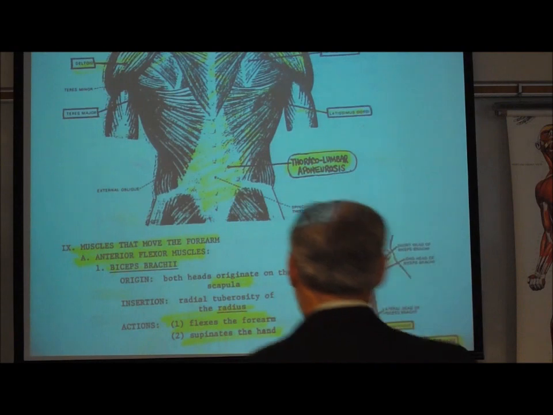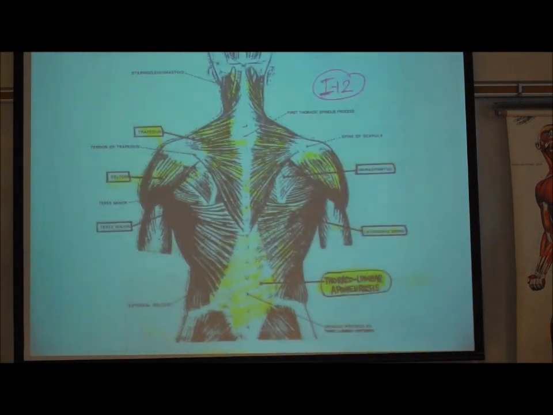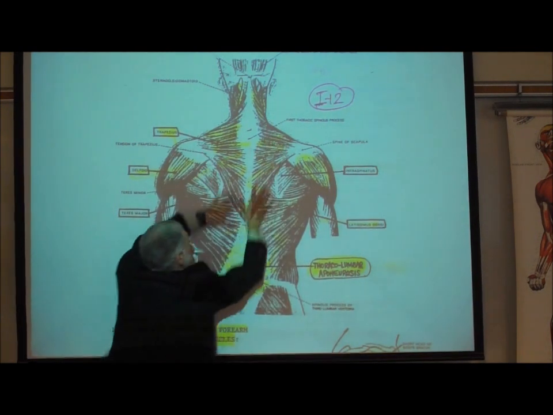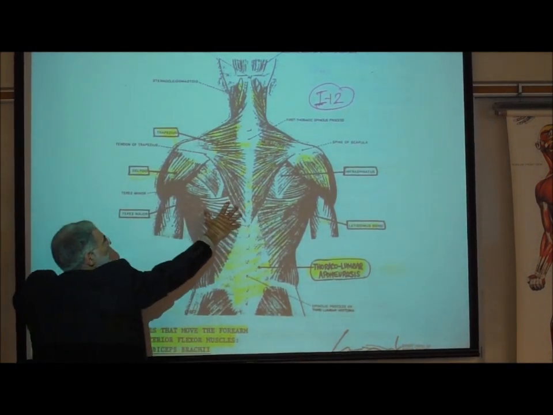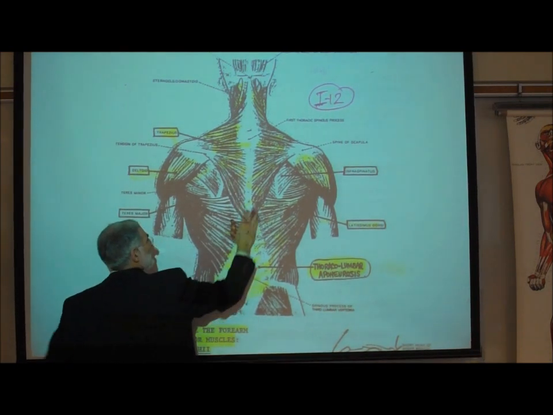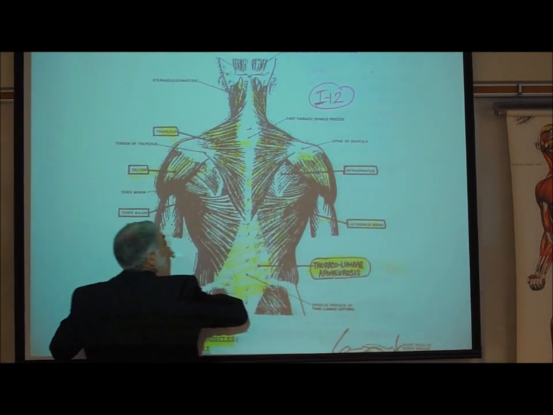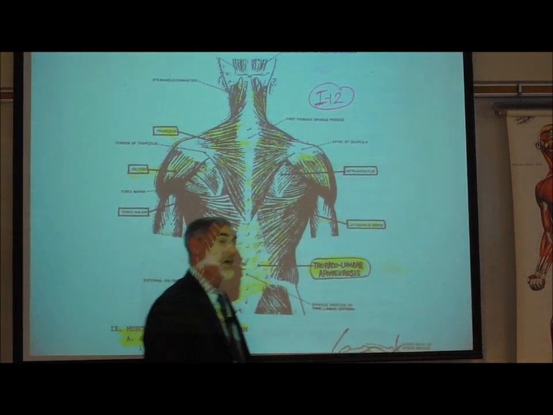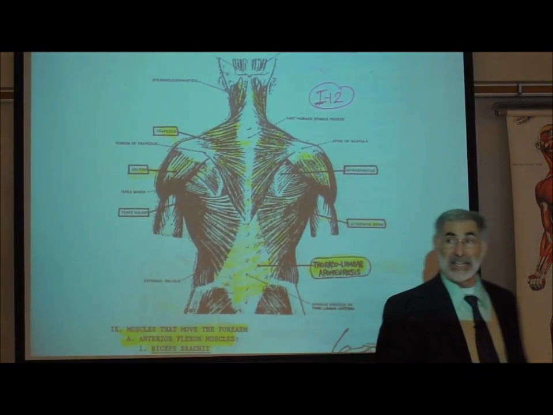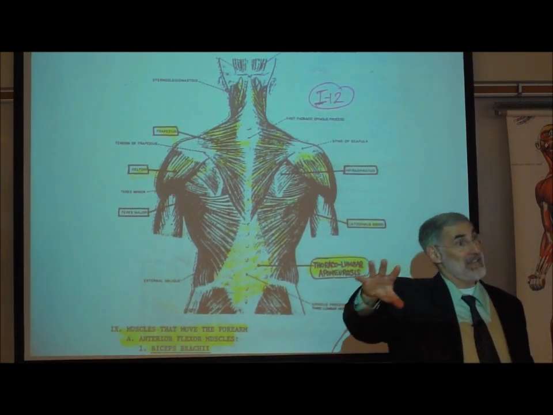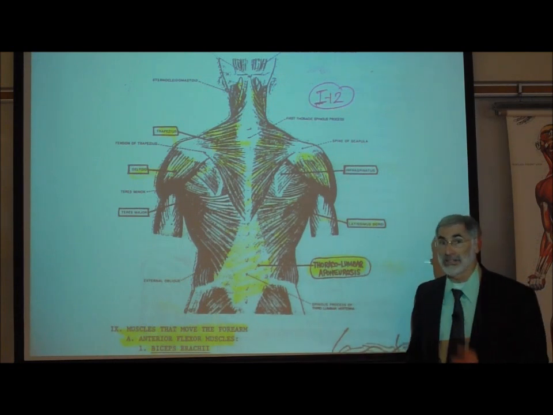On page I-12, we have this drawing of the back side. Here's the right and left trapezius. You can see just how big they are. Very large, prominent muscles, originating on the vertebral column, inserting on the scapula and clavicles. Here's the deltoid, the big shoulder muscles. Remember that on the cat, the deltoid is also made up of 3 parts, just like the trapezius is made up of 3 parts.